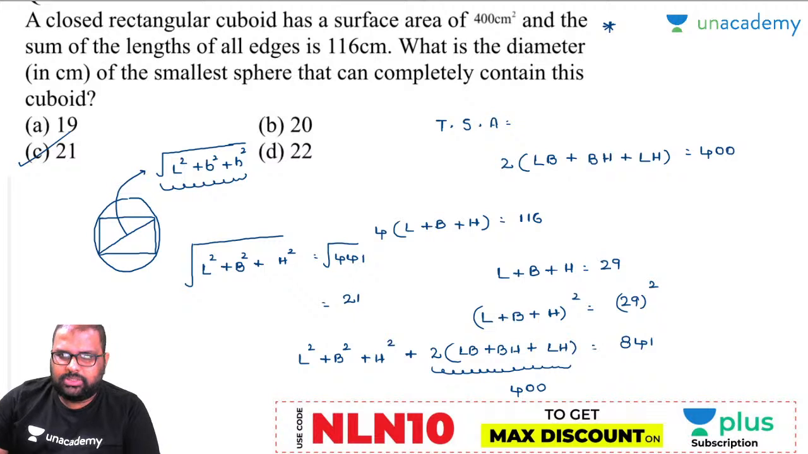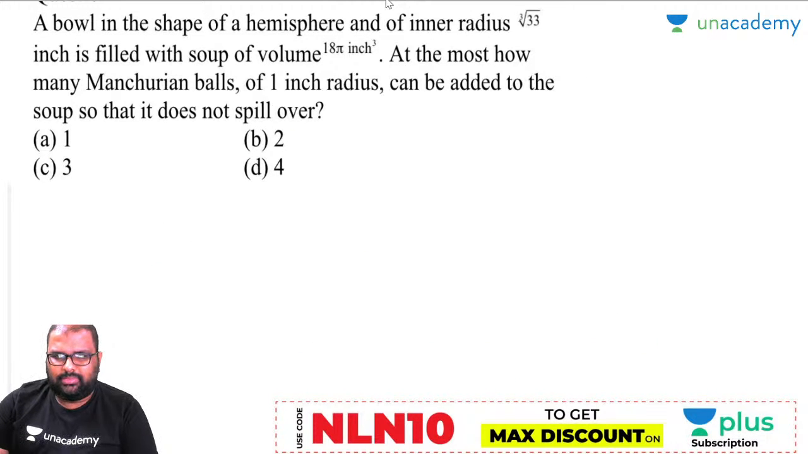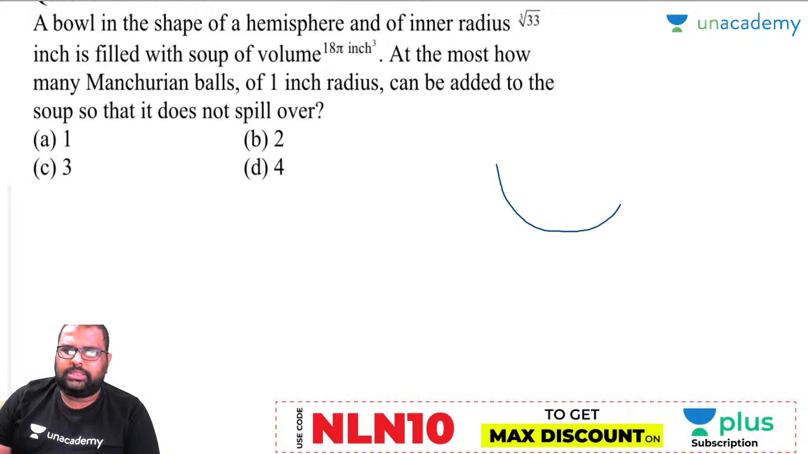Done. So let's move on to the next one. Here, this I have given 2 times in an examination, right? A bowl is in the shape of a hemisphere. I will explain it. So there is a bowl, it seems, and this bowl is in the shape of a hemisphere.